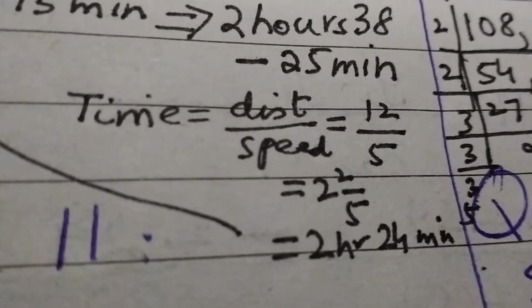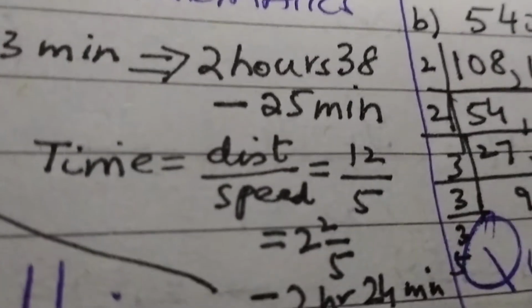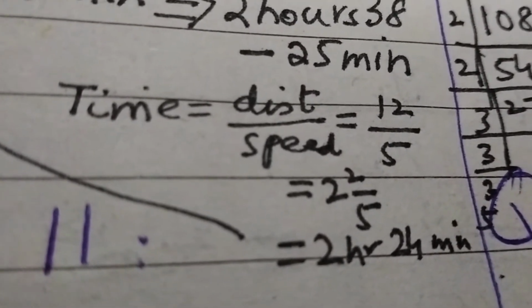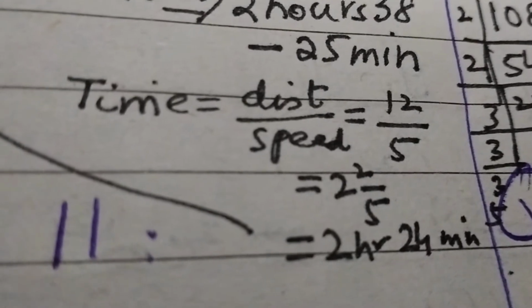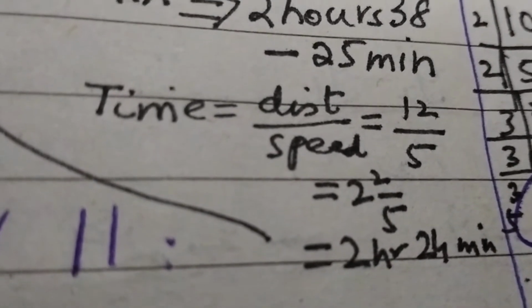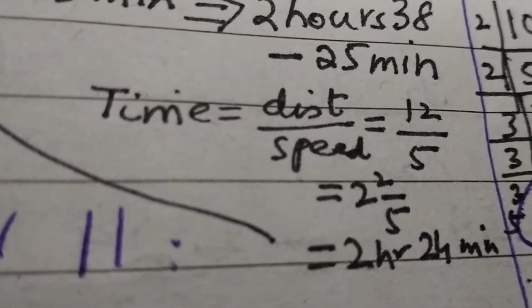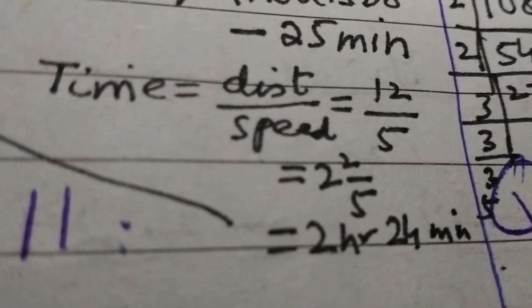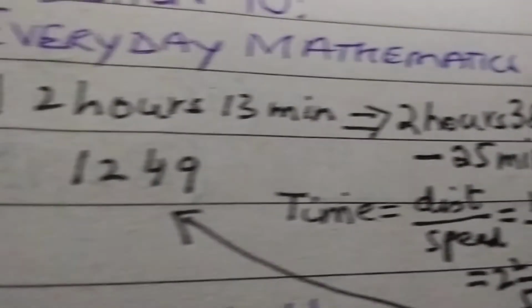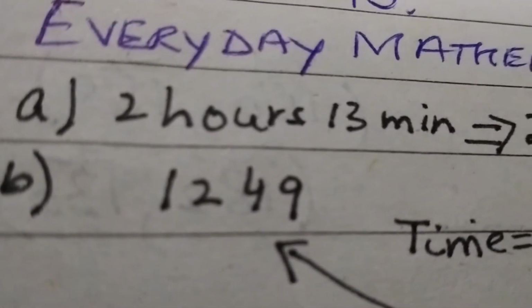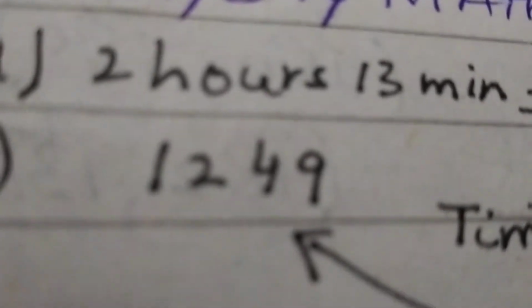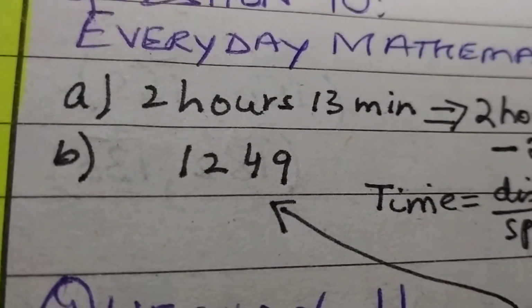You can see in my notes I have written that time is equal to distance upon speed: 12 divided by 5, which is 2 and 2/5, which means 2 hours and 24 minutes. 2/5 of 60, that is 2 upon 5 multiplied by 60, you will get 24 minutes. So 2 hours and 24 minutes. When you add this time to 10:25, you will get 12:49.